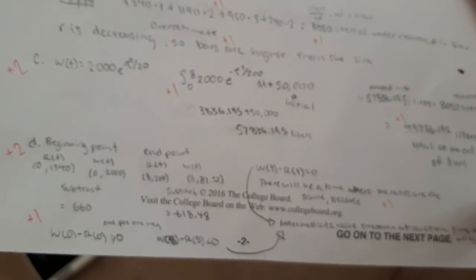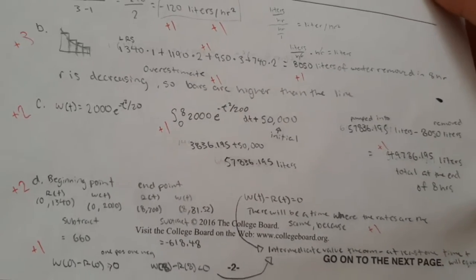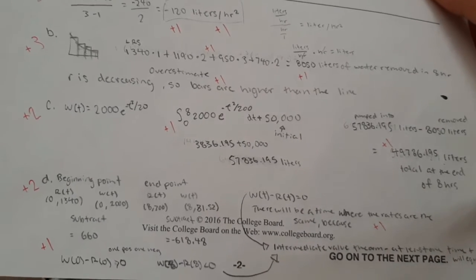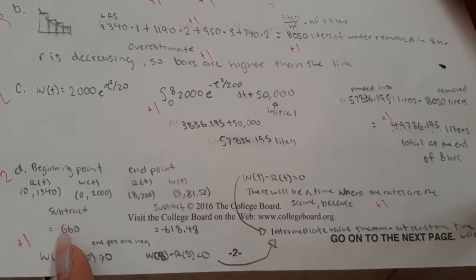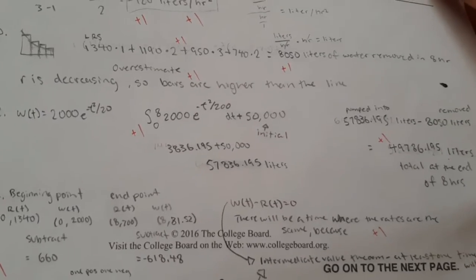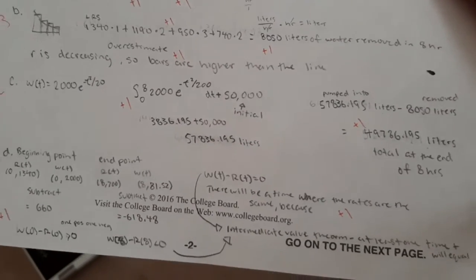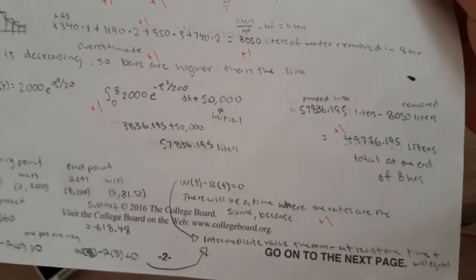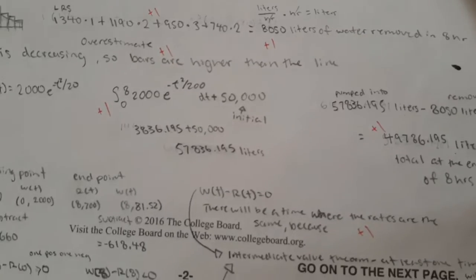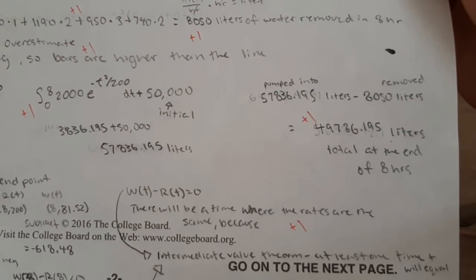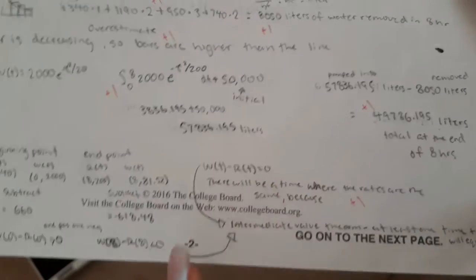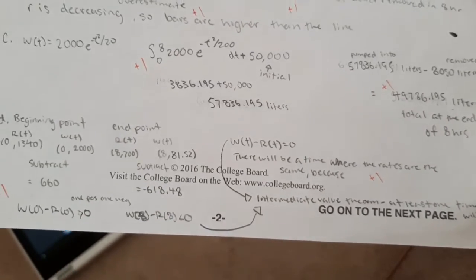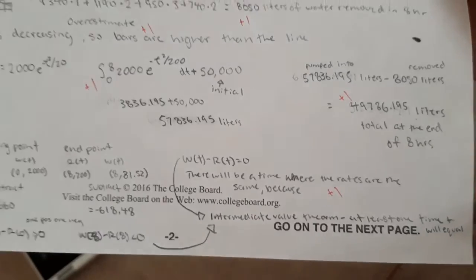And then for part D, there will be 2 points. You get 1 point for considering W of t minus R of t, which I've written here. And that is from subtracting the beginning point, the end point. You make sure you write that. Then you would get a second point for the answer with an explanation. And the answer is that there will be a time at which the rates are the same, so that's the answer. And then the explanation will be the intermediate value theorem, and then showing this work. And you get 1 point there.